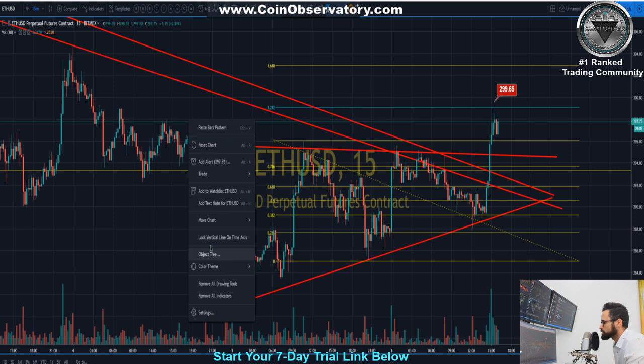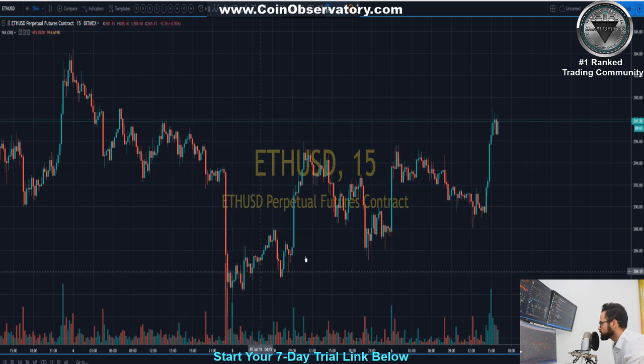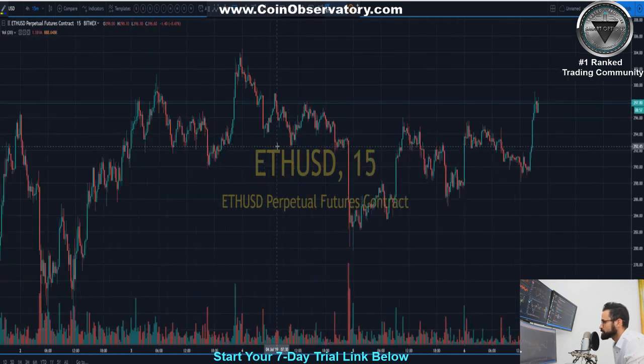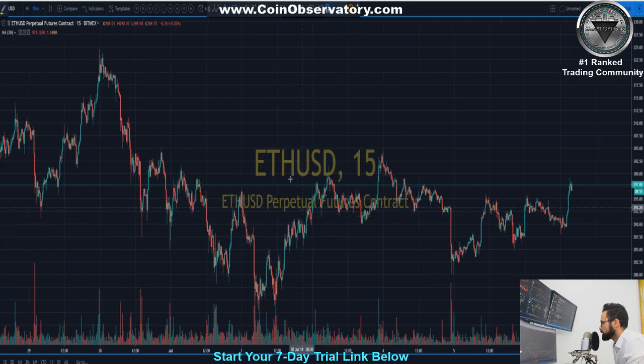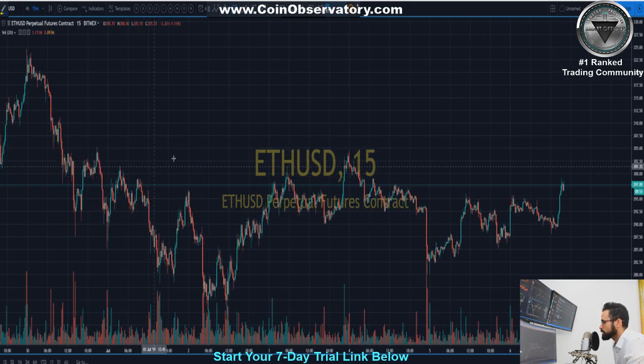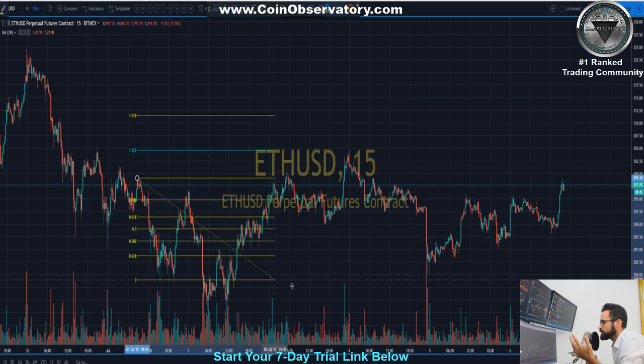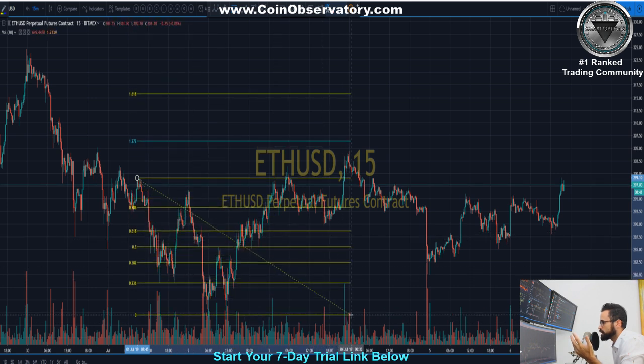So I'm going to go ahead and start from scratch. I'm going to remove everything, remove all drawing tools. And we're going to start with Ether as an example. With the current formation, you can actually go back to this zone, right? And this fib level is actually not going to be turned on in your standard chart. So when you get on TradingView and you draw your fibs, it's not going to be present. It's not going to be there.